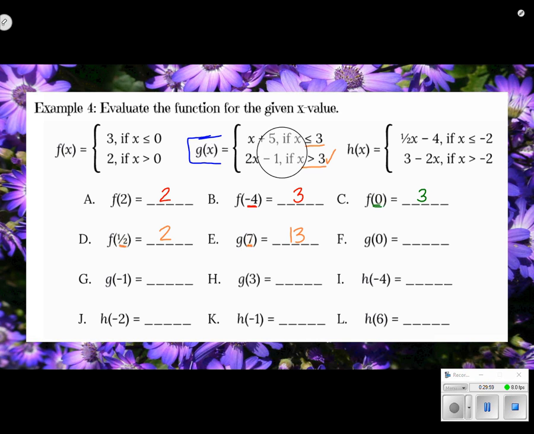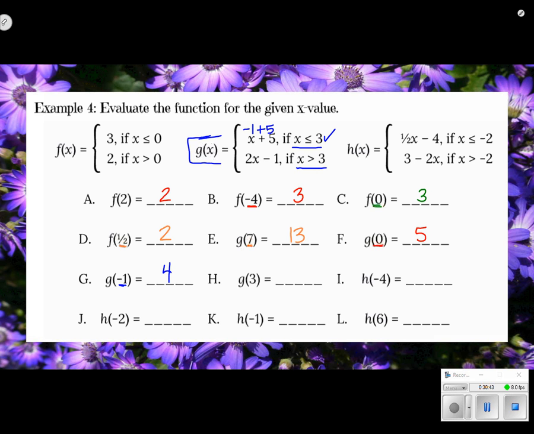Now let's do another one. Now we have g of 0. So is 0 less than or equal to 3 or greater than 3? 0 is less than or equal to 3, so I'm going to plug in a 0. 0 plus 5 is 5. All right, let's do another one. G of negative 1, is negative 1 less than or equal to 3, or is it greater than 3? Negative 1 is less than or equal to 3, so negative 1 plus 5 is 4.